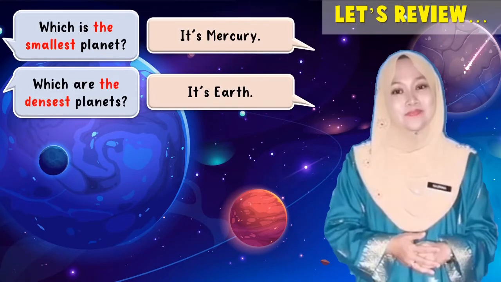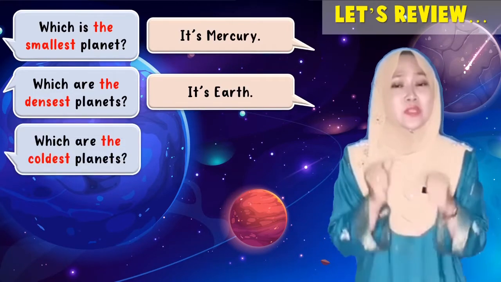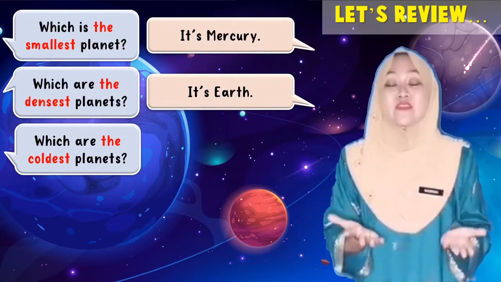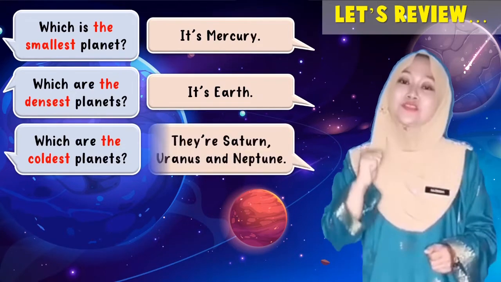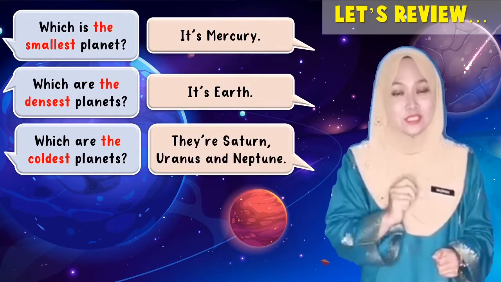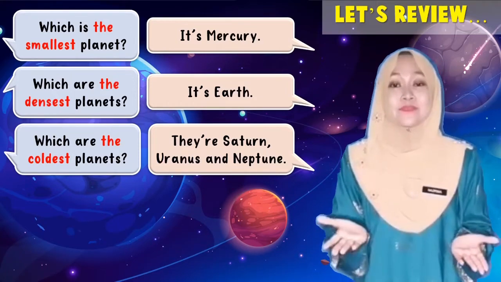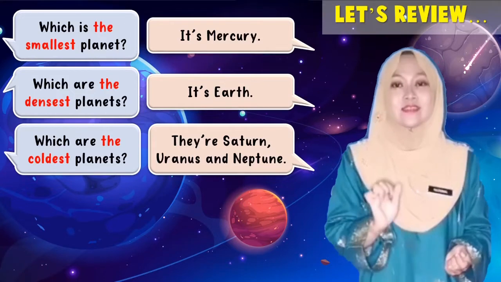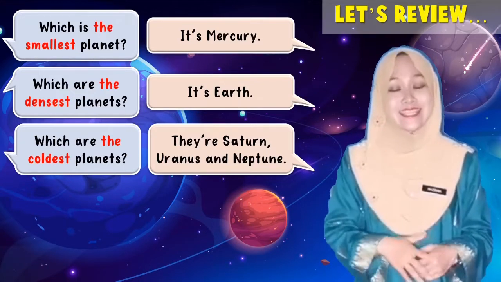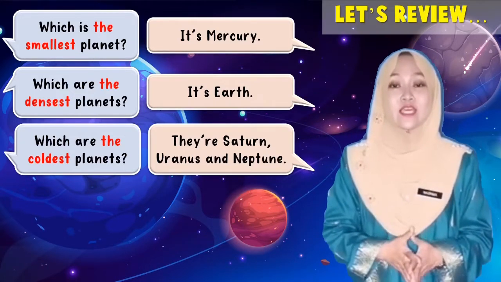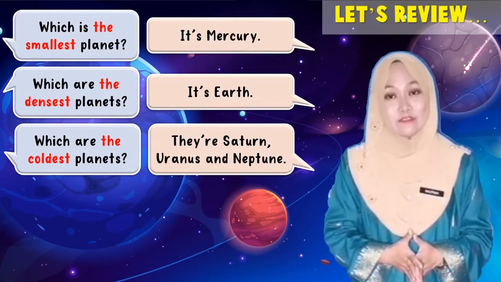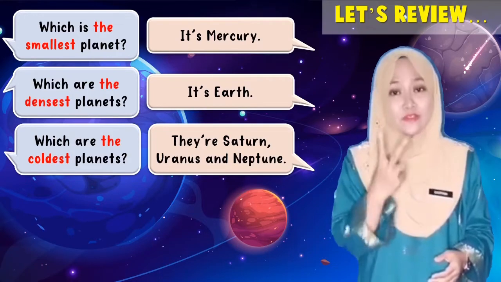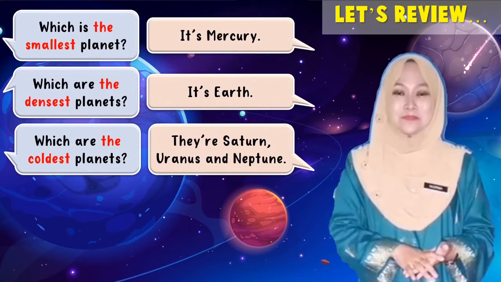Next, which are the coldest planets? They are Saturn, Uranus, and Neptune. Here, we put the word the before the adjective and we put est at the end of the adjective to show that is the superlative, the coldest, and to compare between more than 2 things.